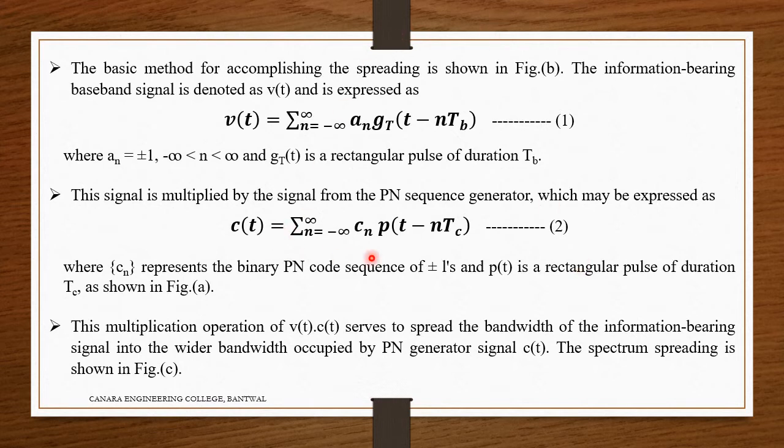This one has been multiplied, as I said, the C of t has been multiplied by V of t, and we are getting the factor. The operation V of t into C of t serves to spread the bandwidth of the information-bearing signal. So what was narrow has been spread over the band occupied by the PN generator sequence signal C of t. So it is trying to spread it.